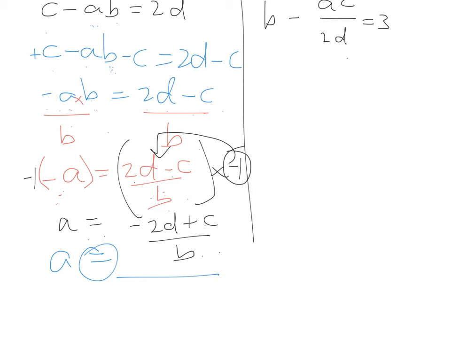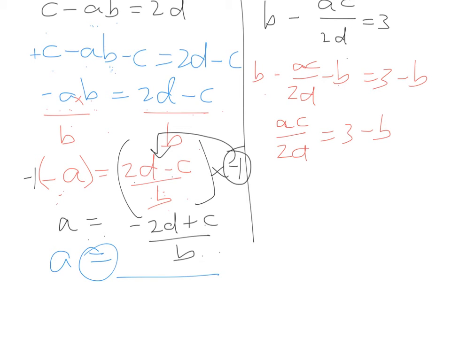Let's have a look at another one. Over here we're saying B minus A times C divided by 2 times D equals 3. So once again, we're going to remove this B. It's a plus B, so we're going to subtract it. So I'm going to say B minus AC over 2D equals 3. We're going to subtract B from that side, subtract B from this side. The B's go away, so we're left with AC over 2D equals 3 minus B.